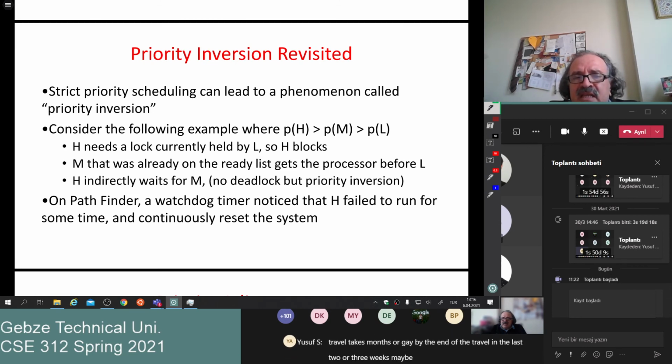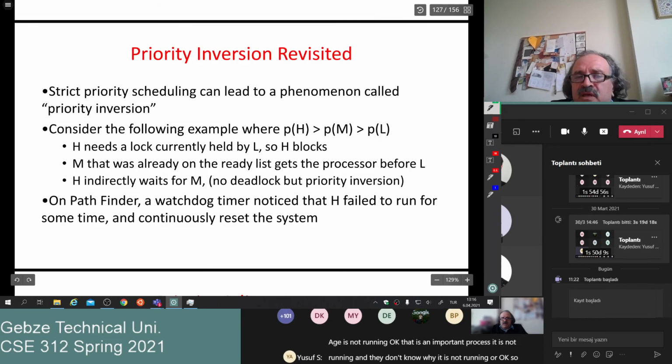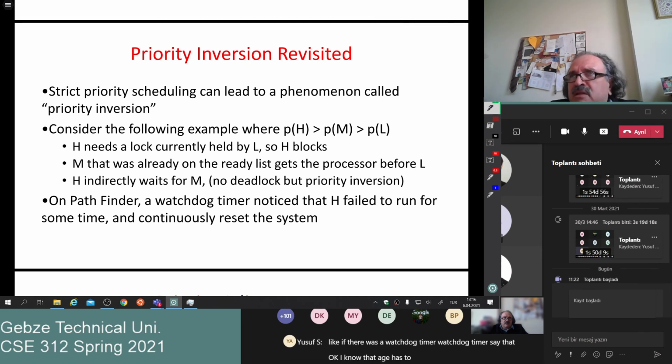By the end of the travel, in the last 2 or 3 weeks maybe, they realized that the computer keeps booting up because there is a watchdog timer. Notice that H is not running. There is an important process, it is not running, and they don't know why. So luckily there was a watchdog timer. The watchdog timer says, I know that H has to run, but it is not running, so I am going to reboot the whole system. It reboots the whole system, but H still is not running.